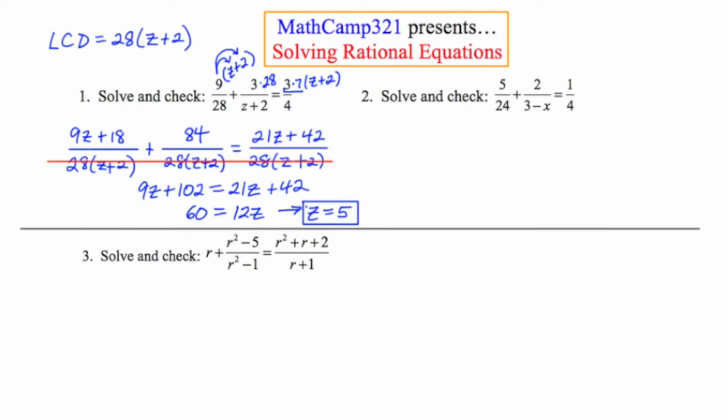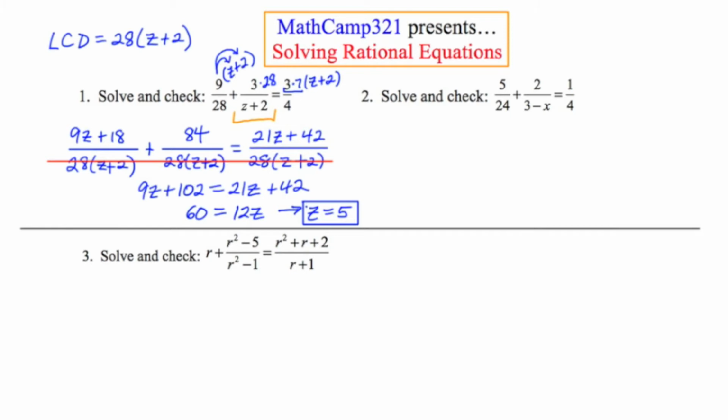Okay, now it's really important in problems like this that you check. What you're looking for mainly is that when you plug back into the original problem, you do not end up with 0 in the denominator. The only potential for that to happen would be in the middle. If we look at the middle fraction, if z were negative 2, you'd end up getting an undefined situation. But luckily for us, z is not negative 2, it's 5. So we should be fine. So the answer to number 1 is z equals 5.